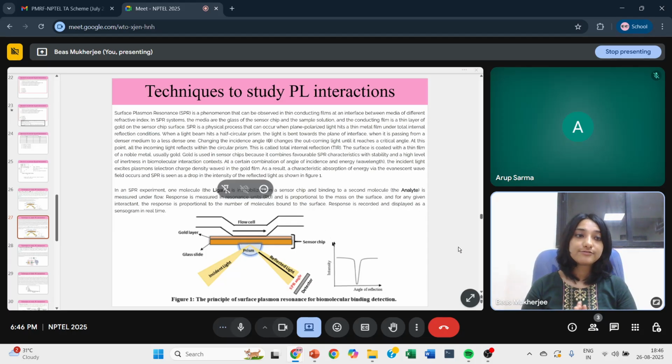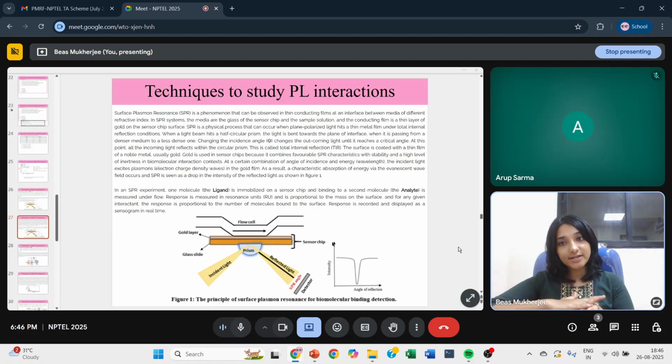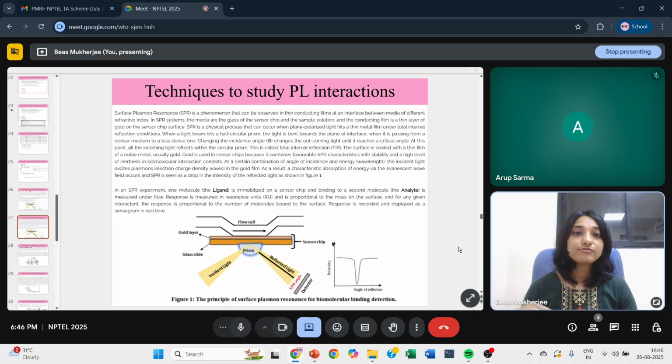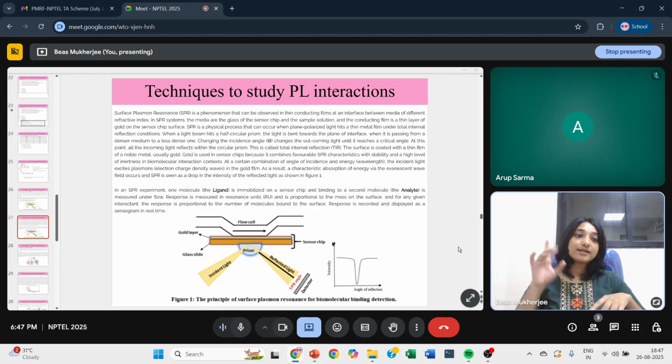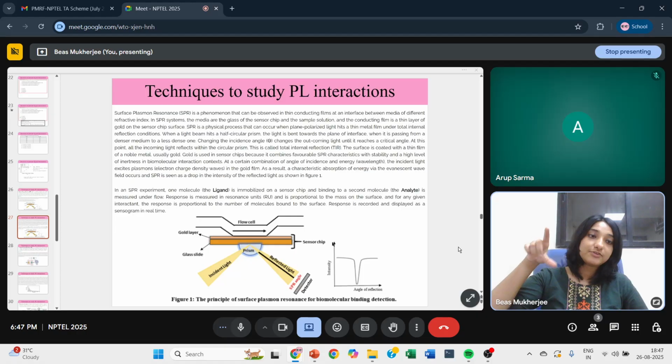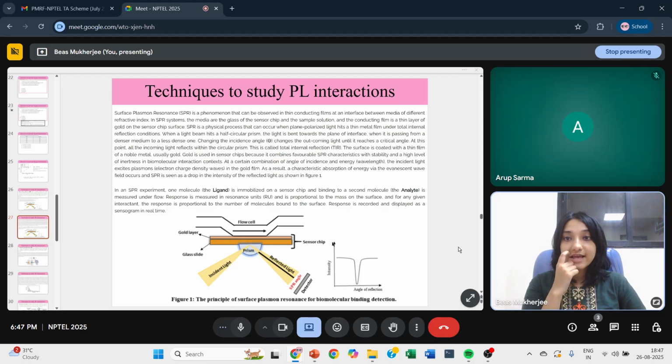SPR, surface plasmon resonance, is a phenomenon that can be observed in a thin conducting film at an interface between media of different refractive index. In an SPR system, the media are made up of glass, the sensor chip and the sample solution, and the conducting film is a thin layer of gold on the sensor chip surface. And SPR is a physical process that can occur when plane polarized light... So plane polarized light means that the electric field and magnetic field vectors in light are oscillating in the same plane. So that is plane polarized light.